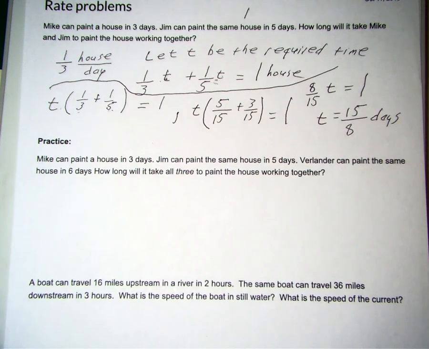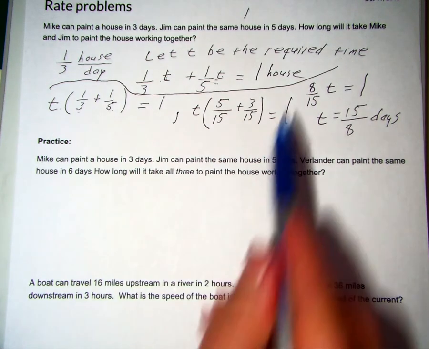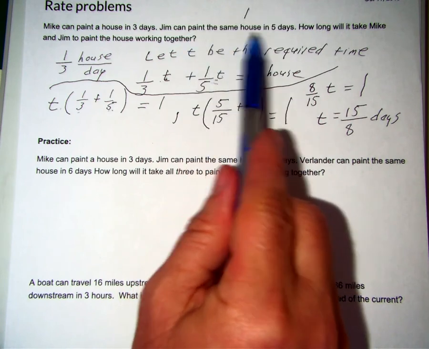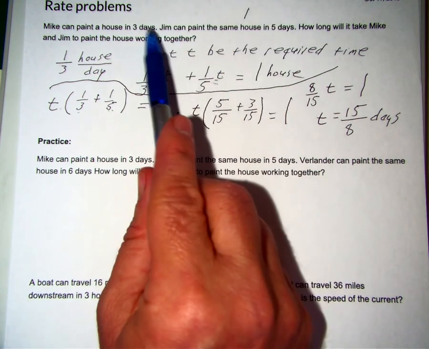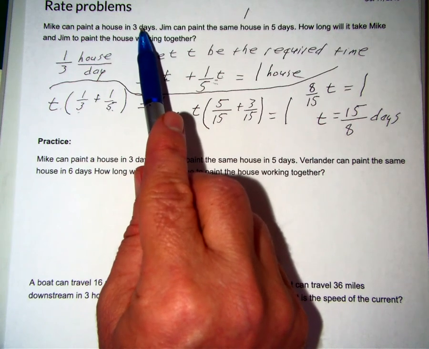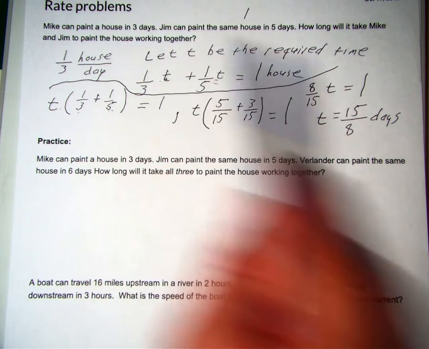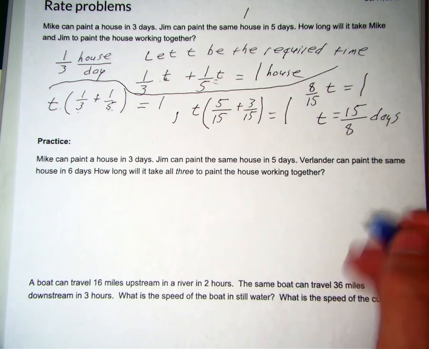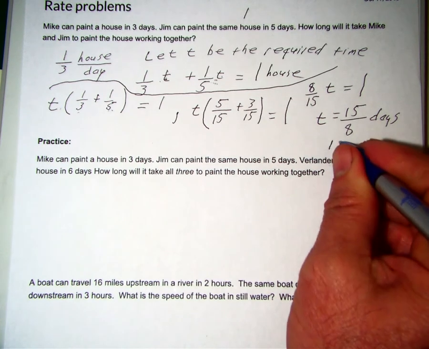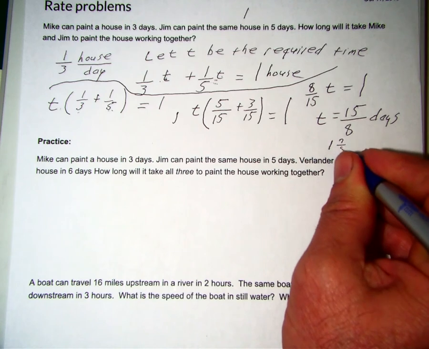Okay, and y'all, that makes a little bit of sense. You would expect Jim is slower, right? It takes him 5 days, and so he's going to help out Mike a little bit. Mike could have done it by himself in 3 days, but here they did it in just under 2 days, right? Right, folks? That's the same as 1 7/8 days.